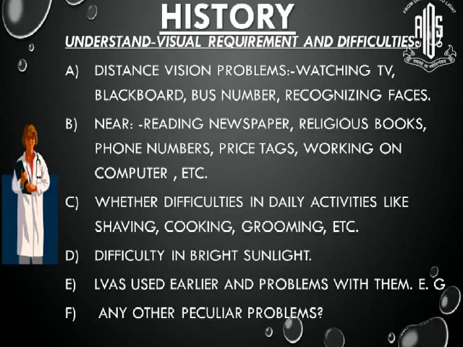The history has to be taken carefully. Understand the visual requirements and the difficulties of the patient. Distance vision problems, what the patient wants: watching the TV, blackboard, bus numbers, etc. And for near, reading the newspaper, and for old age, religious books, which many of the patients are interested in. Whether there are difficulties in daily activities like shaving, for the females, cooking, grooming, etc. Difficulties in bright light.